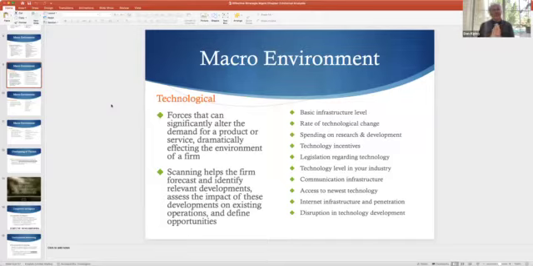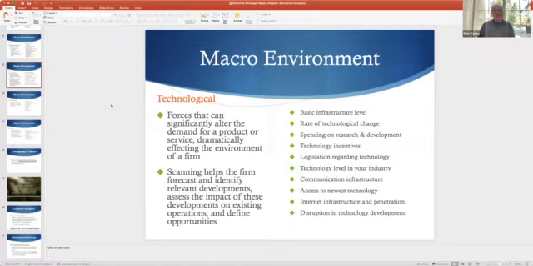Other areas that we'd look at with technology would be infrastructure, rate of technological change. How much spending is on R&D? What about incentives provided to technology companies by the government? Are there changes in legislation regarding technology?